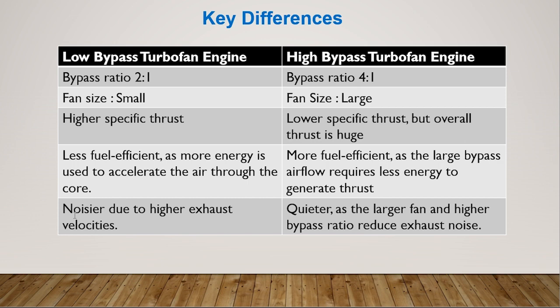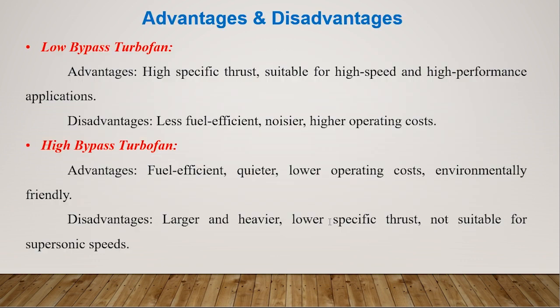How is it quieter? You may ask that question. If you look at the picture of the high bypass turbofan engine, which has the maximum bypass ratio, that maximum bypass airflow will suppress the noise level of the exhaust gases at high velocity. It reduces the noise level of the exhaust gases, and that's what we call quieter.